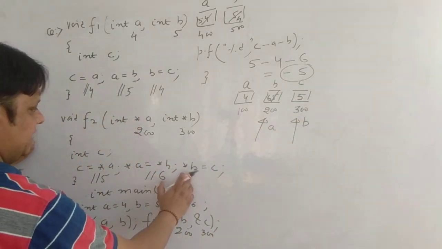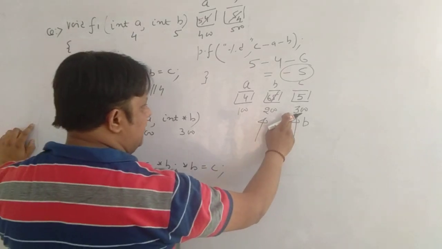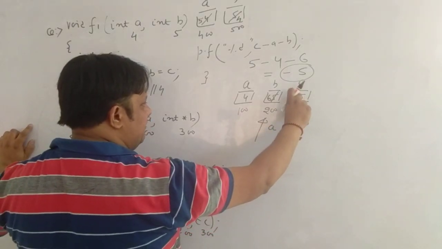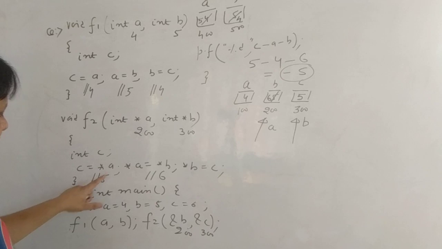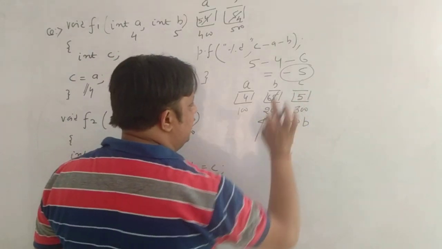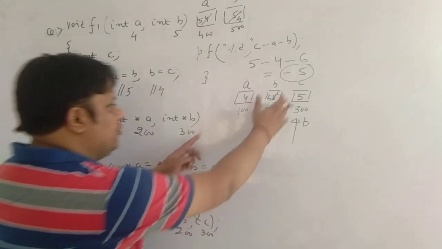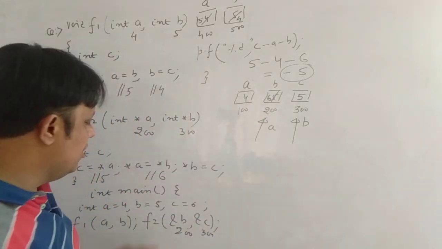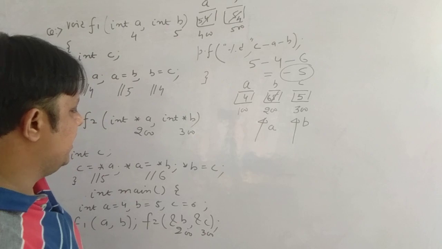You are writing star of B is equal to C. The B was pointing at this. Indirectly you have changed the value of C. So C is equal to star A, you are assigning that to star B. So you changed this value, this value became 5. You changed the actual data using pointers, called by reference, okay.